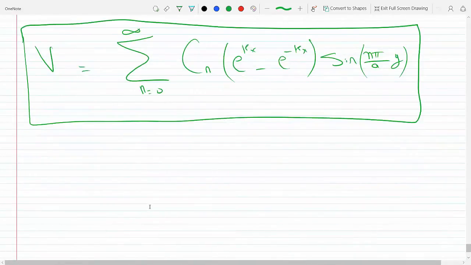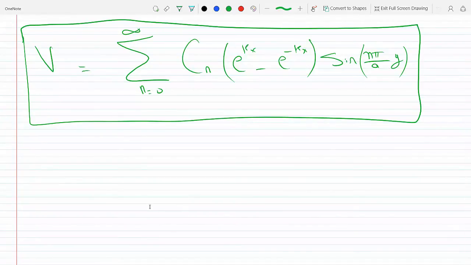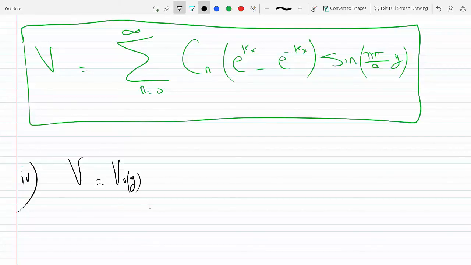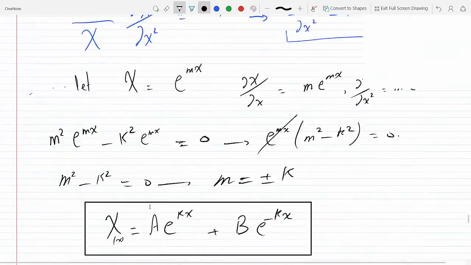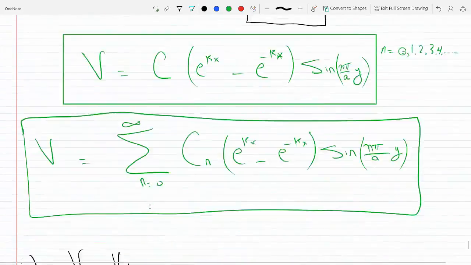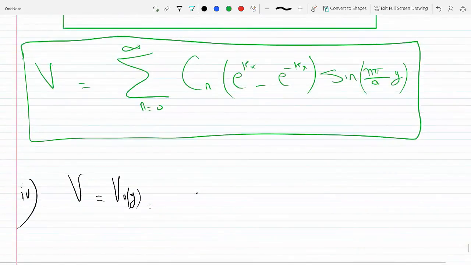The last boundary condition will enable me to get those coefficients buried in that series using the Fourier trick. So what's the last boundary condition saying? It says that v equals v0(y), some function of y, when x equals b.